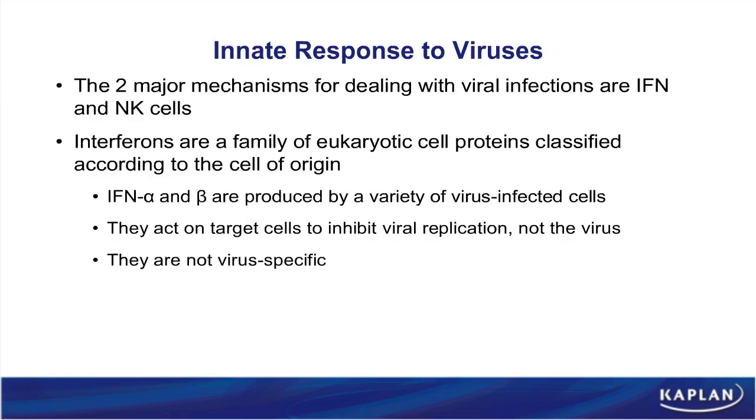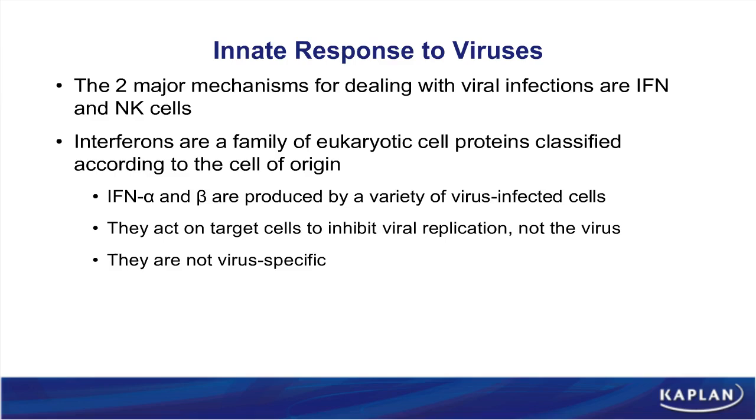one. Spent a lot of time now talking about the innate immune response to pathogens such as bacteria. We're now going to shift gears and look at the innate immune response to viruses, which consist of two major mechanisms. The interferons, which we're going to talk about here, and then the natural killer cells, which we are going to finish the chapter talking about.